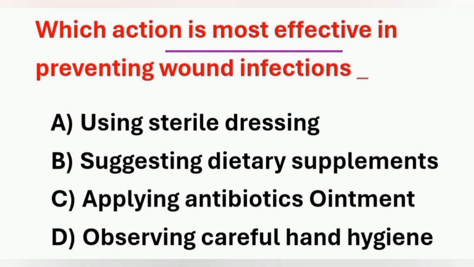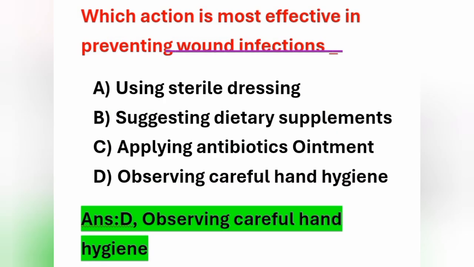Our question is, among the options, which is the most effective measure to prevent wound infection? It is hand hygiene. Wash the hands before and after the procedure. Every procedure we are doing that. So wash the hands before doing wound dressing or wound care. So observe careful hand hygiene. Option D is the correct answer.